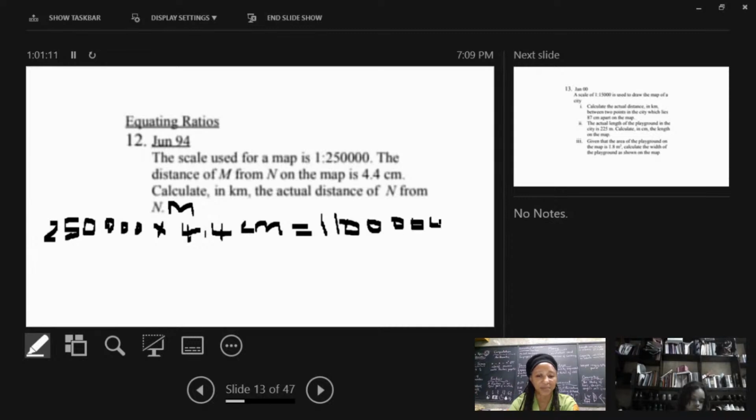All right, and to change centimeters to kilometers, what do we do? We use the stairs, so centimeters to kilometers. We divide by 100,000. So remember, 100 centimeters make a meter, and 1,000 meters make a kilometer. So it's 100,000.